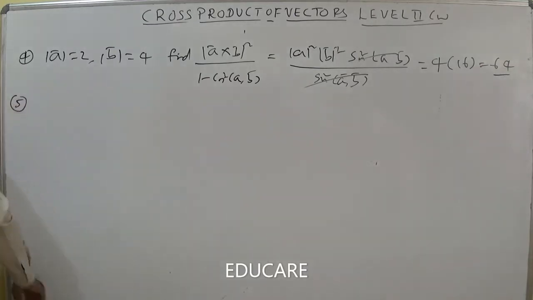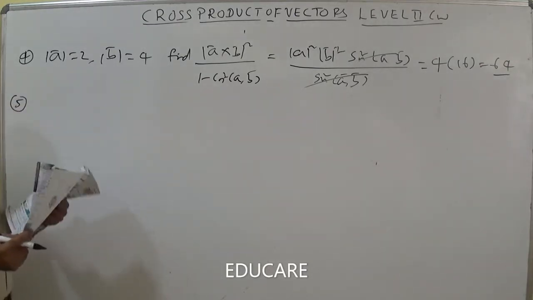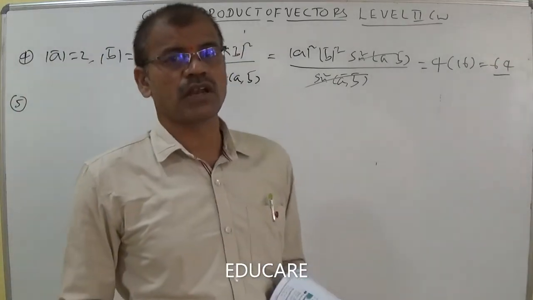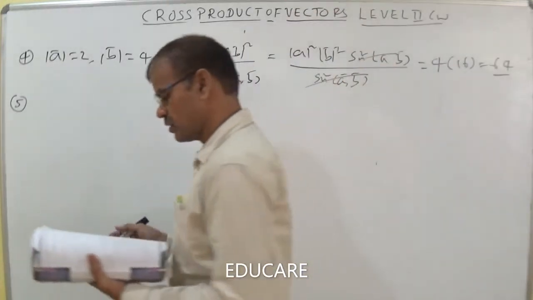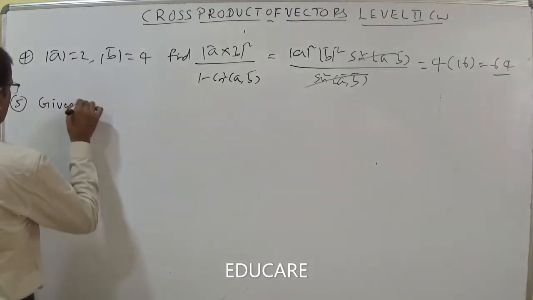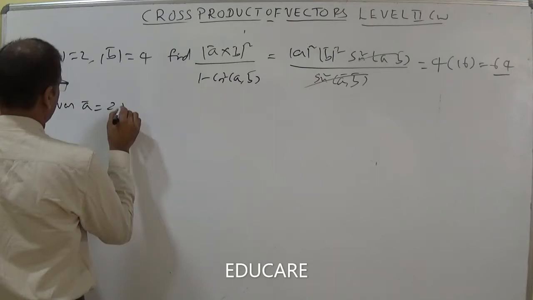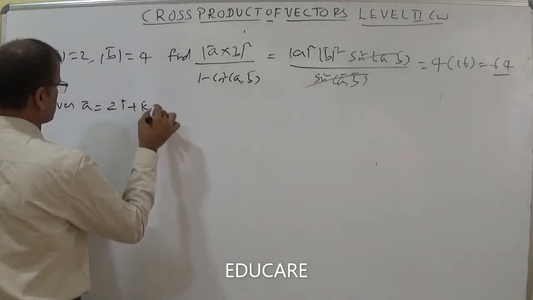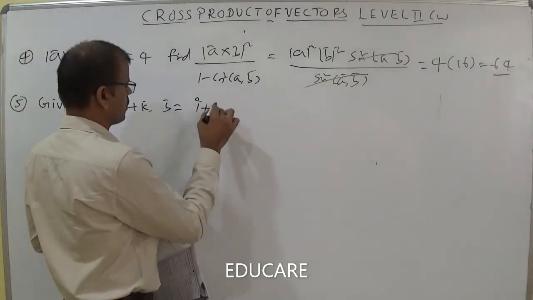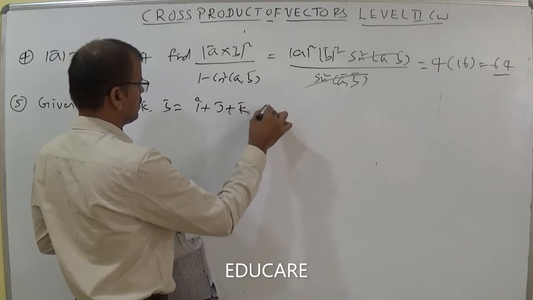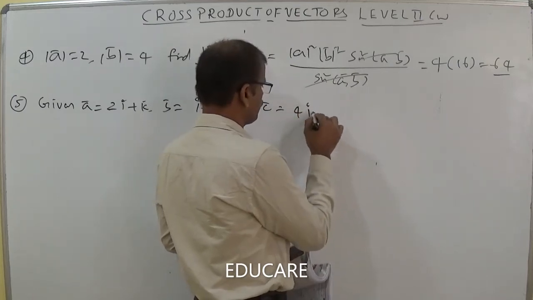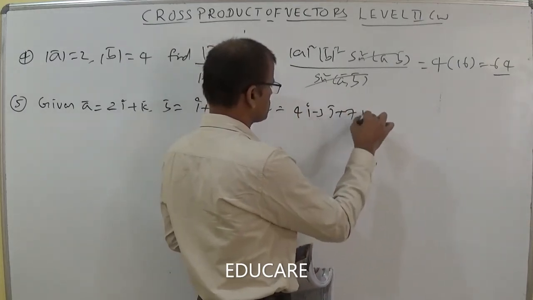Next let us discuss the fifth one. Fifth question. Let a, b, c be three vectors given. The vector satisfies the condition r cross b is equal to c cross b. Given data, once again I am writing. Given a bar is equal to 2i plus k, b bar is equal to i plus j plus k, and c bar is equal to 4i minus 3j plus 7k.